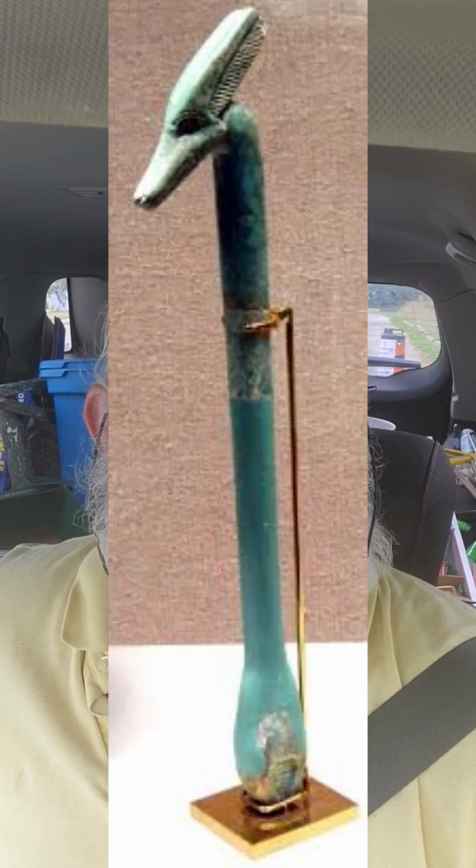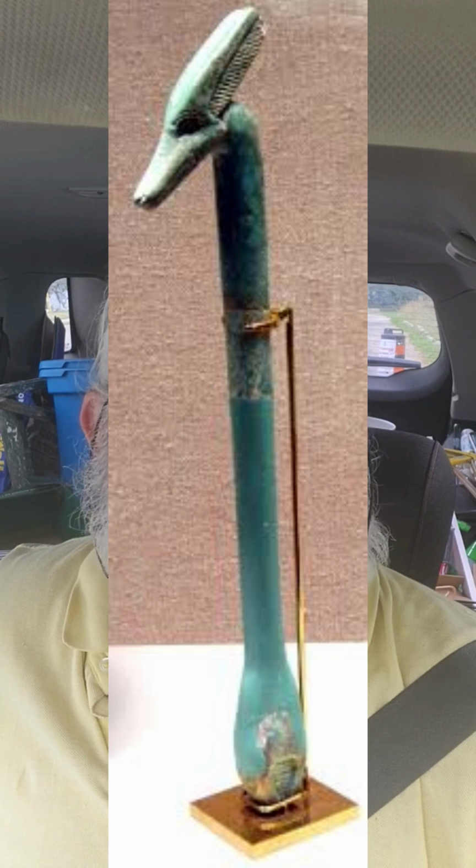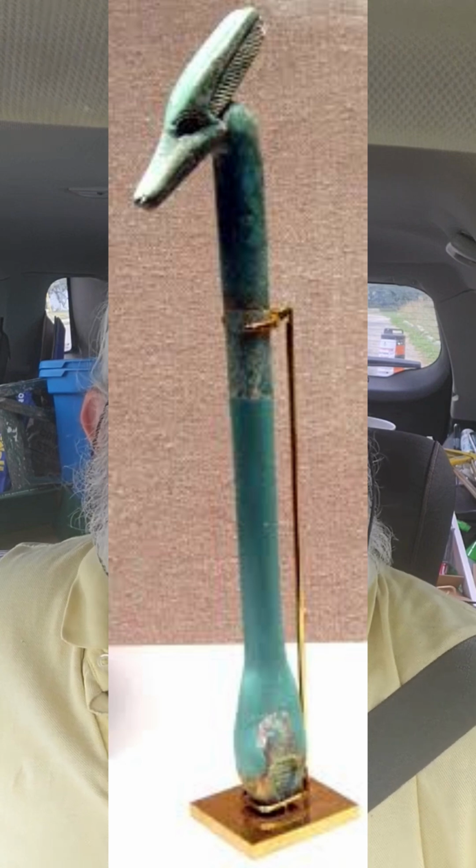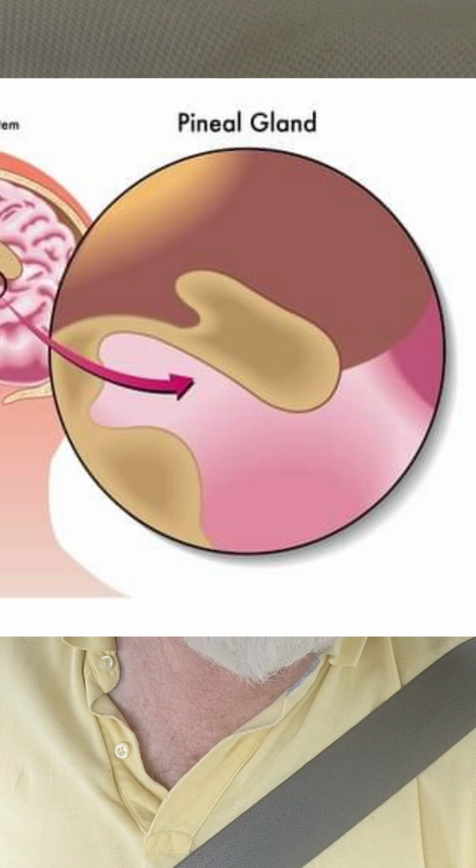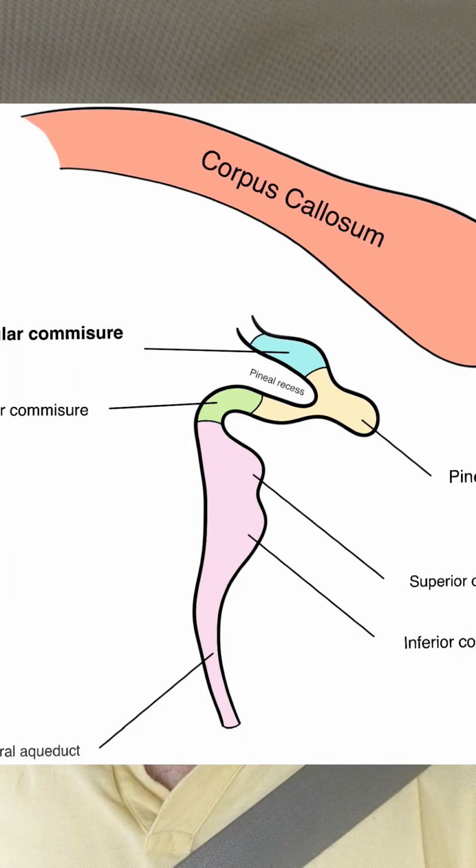Now look at this. This is one of Osiris's scepters. It's called the Was, W-A-S. And this is an image of your pineal gland. And here's another. That's why it looked like a snake. Interesting, hey? All right, on to the story.